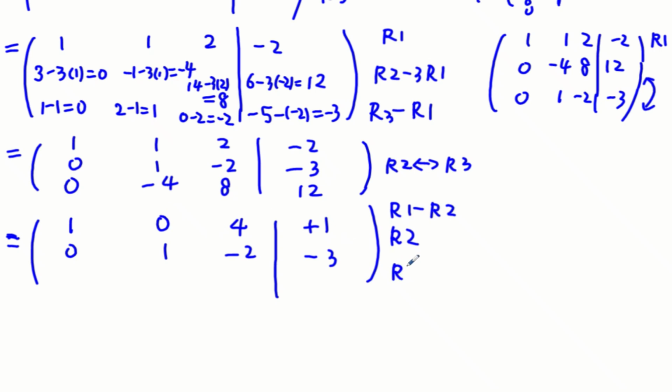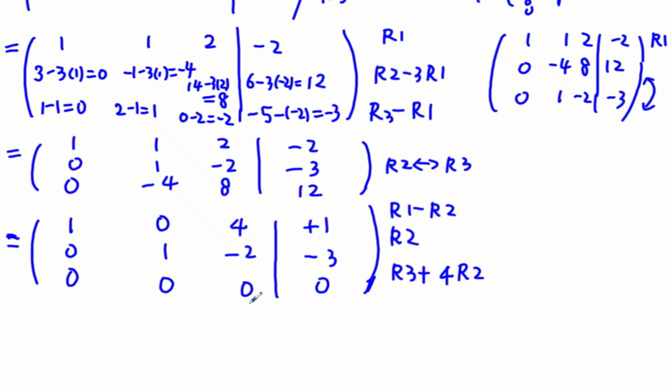Then the R3, in order to change the second column to be 0, is R3 plus 4 times R2. So 0 times any number plus 0 is 0. So 4 times 1 plus -4 is 0. -2 times 4 plus 8 is 0. 12 plus 4 times -3 is 0. So the last one, no contribution.